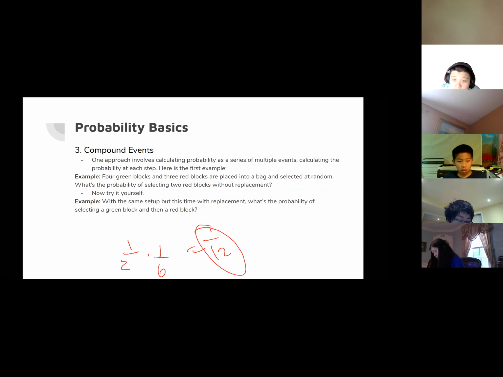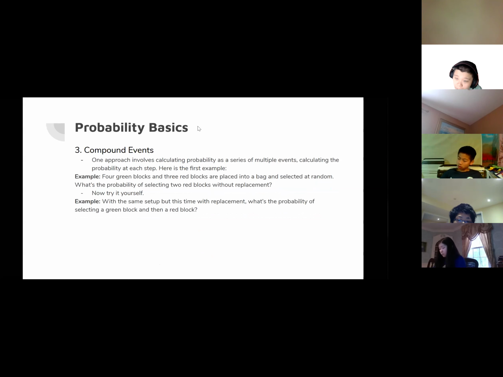Next thing is compound events. What is a compound event? A compound event is essentially you have multiple things happening in a series. And in order to calculate this, instead of calculating it as a whole, we calculate each step and then multiply them, if we can. So, for example, in the last case, I was technically using this because you flip the coin first, you have 1/2, and you roll the die, and you have 1/6.